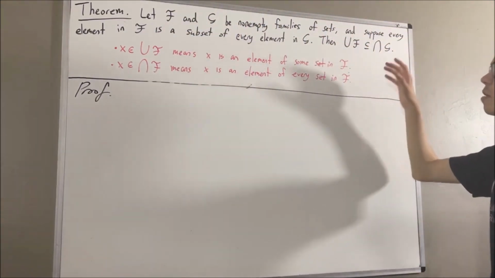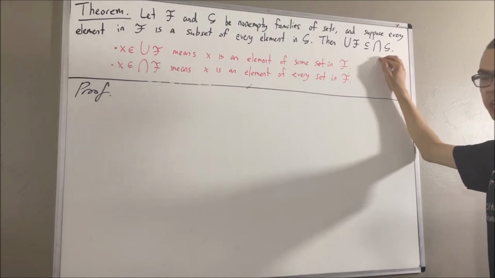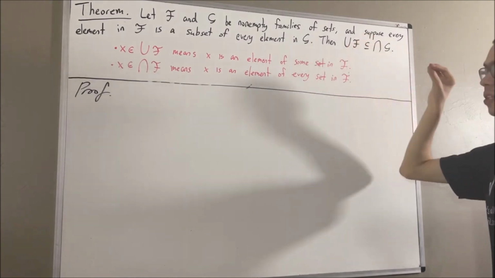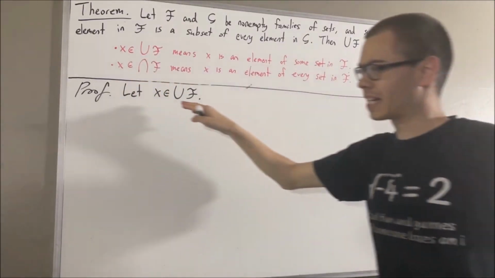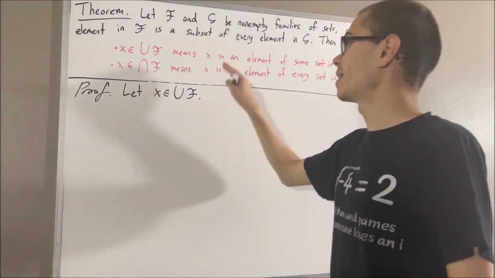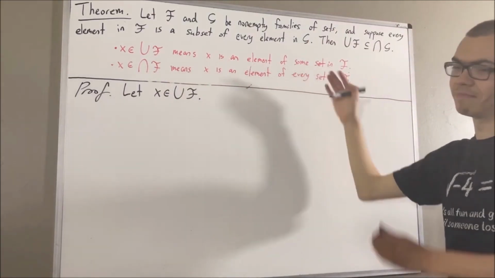Now really, we're trying to prove that everything in the union of F lies in the intersection of G. So give me an arbitrary element of the union of F. I'll call it X. What does it mean for X to be an element of the union of F? Well, it means that X is an element of some set in F. And I'll call that set A.